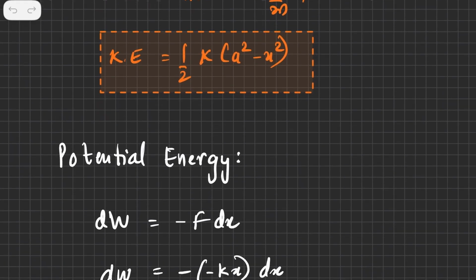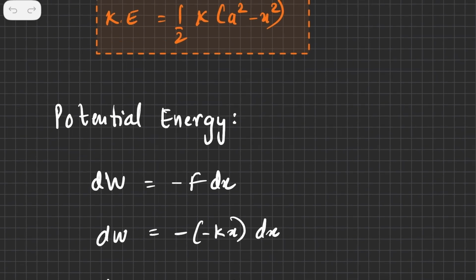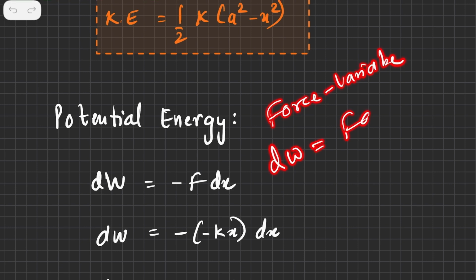Now we go to potential energy. Make sure that you know that potential energy comes from work, and work has two formulas. Work done is equal to force into displacement, that is one, and this formula is basically the main general formula. But when the force is variable, then what you do is you integrate the small amount of work and you get the full amount of work.